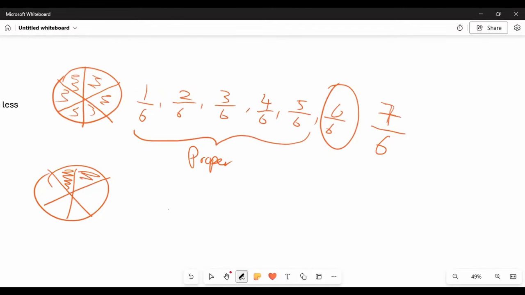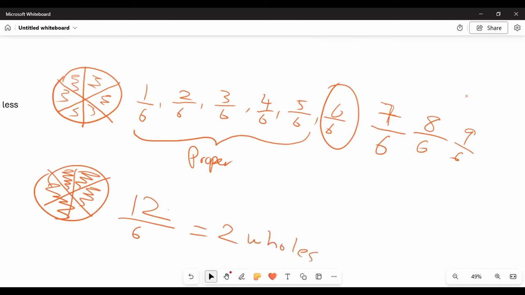If he has 2 pieces, then it's going to be 8 over 6. Are you all okay with this? And if he has another, it's going to be 9 over 6. Now, for example, let's say he completes this entire pizza. Then he has 12 pieces out of 6. Now 12 divided by 6 gives you 2, which means 2 wholes. He has had 2 whole pizzas. Are you all clear with this?